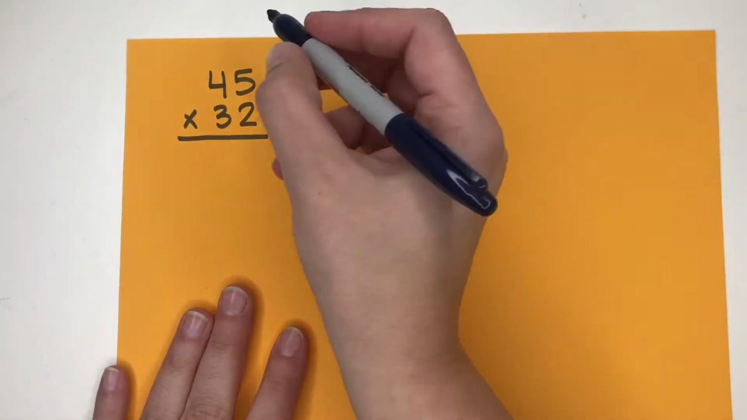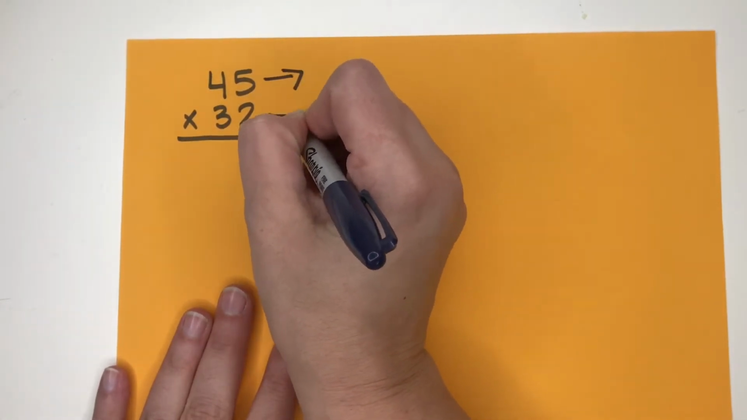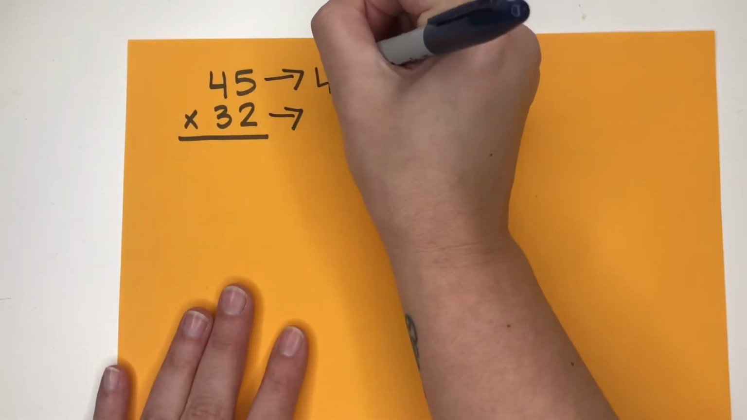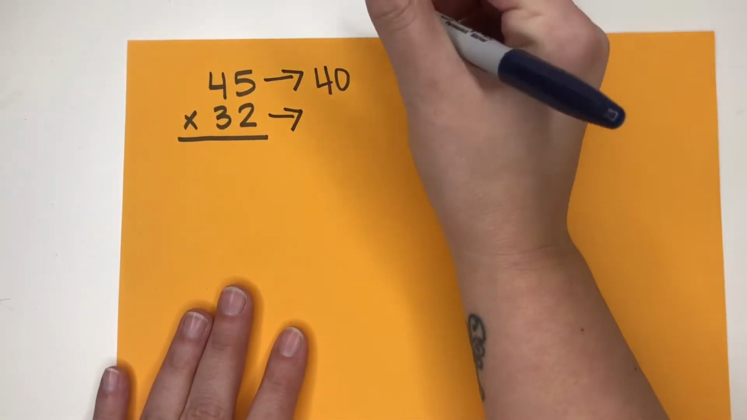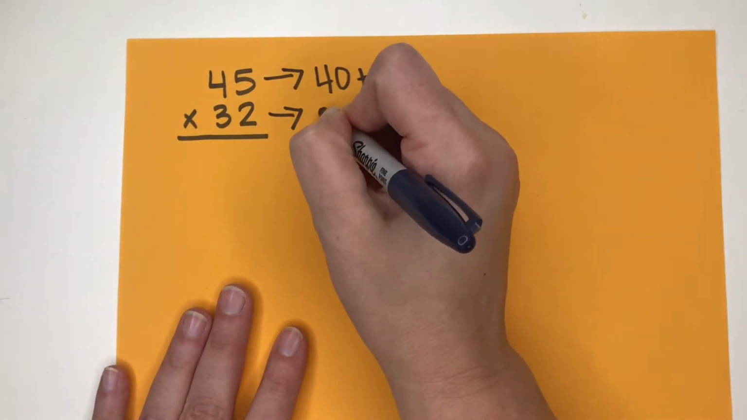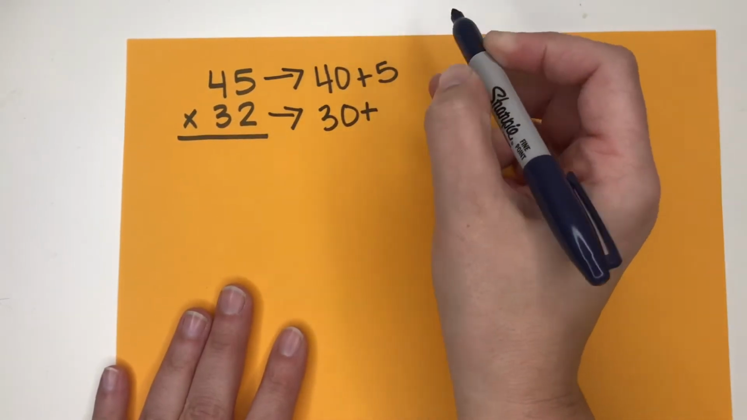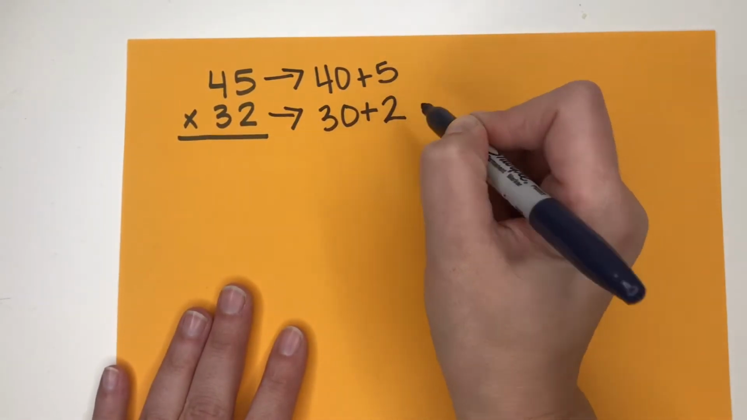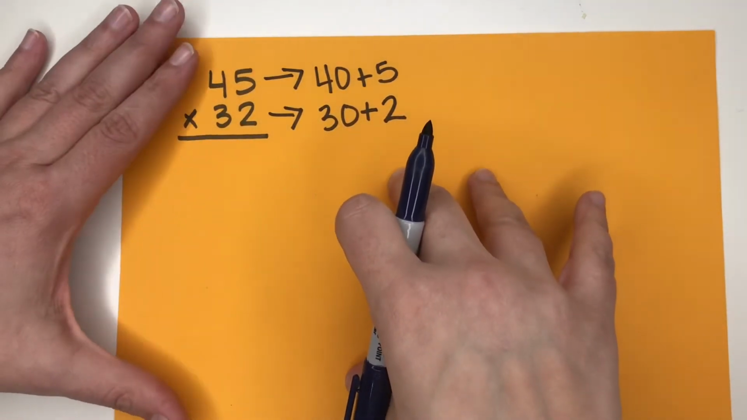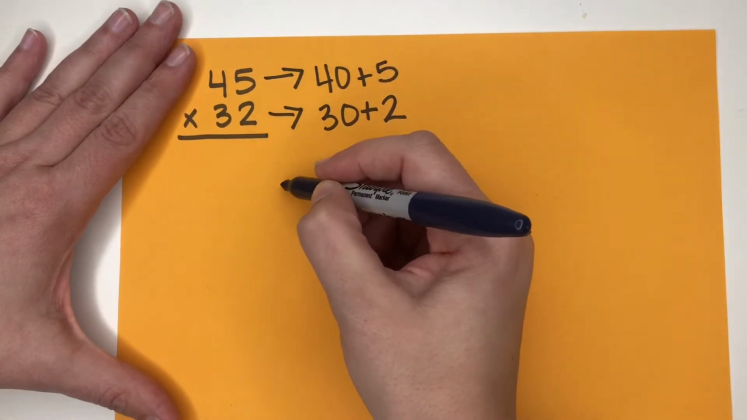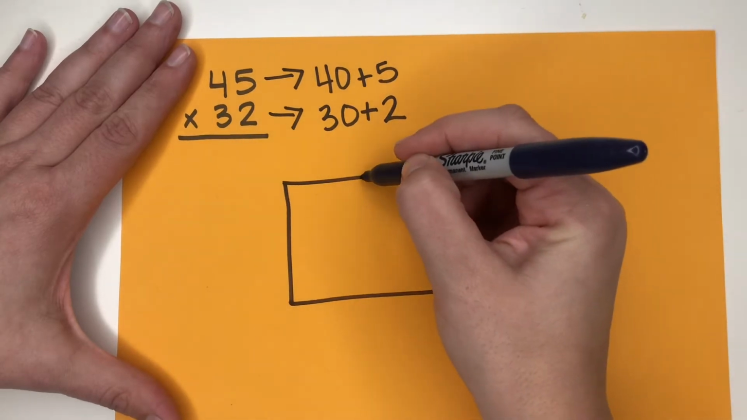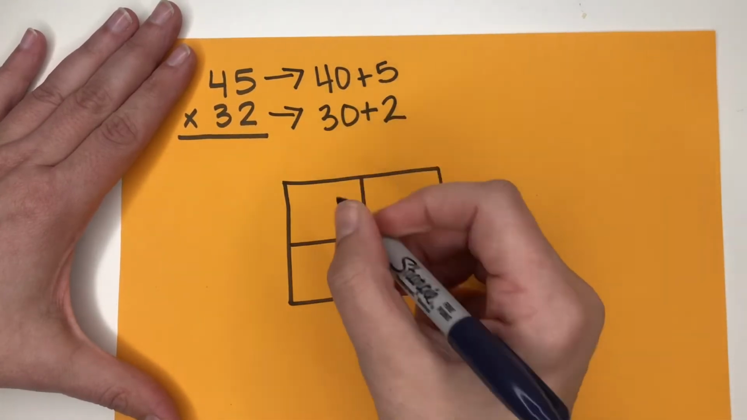So let's go ahead and break these numbers down into their place values. We have a 4 in the tens place, which equals 40, and a 5 in the ones place. Here we have a 3 in the tens place, which equals 30, and a 2 in the ones place. Now that we have broken our numbers down into their place values, we're going to build our 4 square box. Why 4 squares? Because we have 4 numbers.